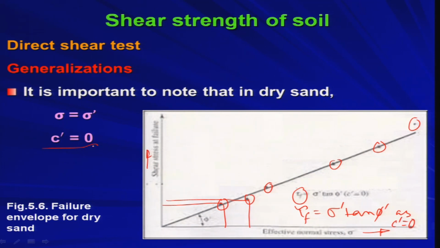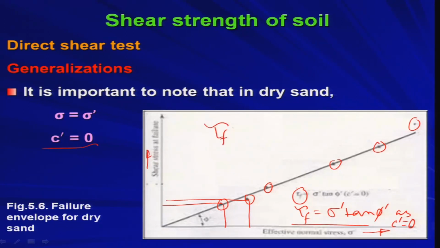So, the failure envelope must pass through the origin, and therefore you have the relation, I mean the general relation is, this is your general relation. So, if this becomes 0, then you have the remaining part, that is sigma prime tan phi prime, and that is written here, right. So, tau f, that is the shear stress at failure, is equal to sigma prime, that is the effective normal stress applied on that particular material, I mean soil, dry sand, into tan phi prime.